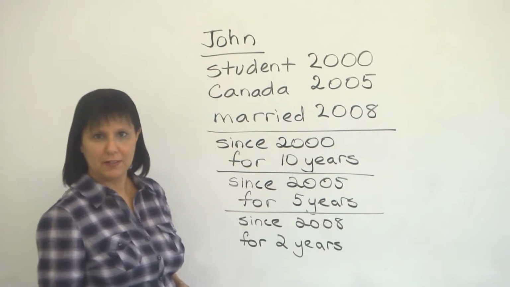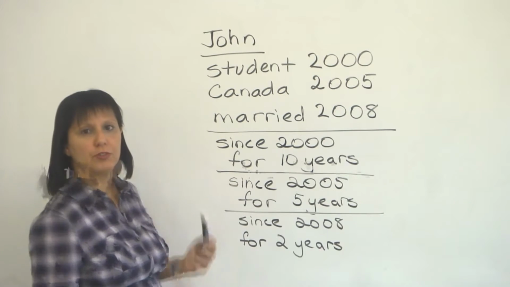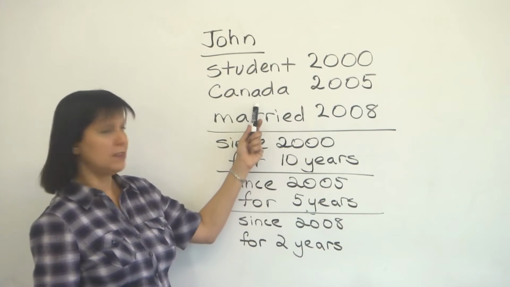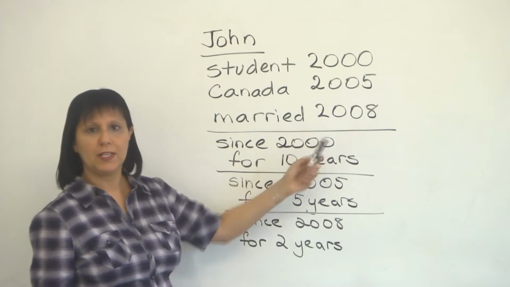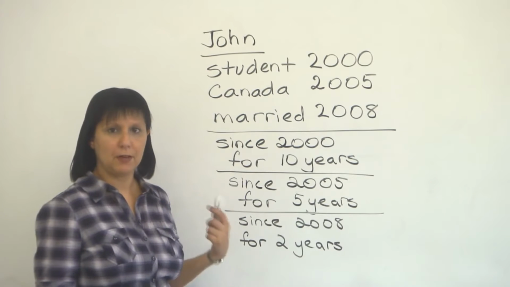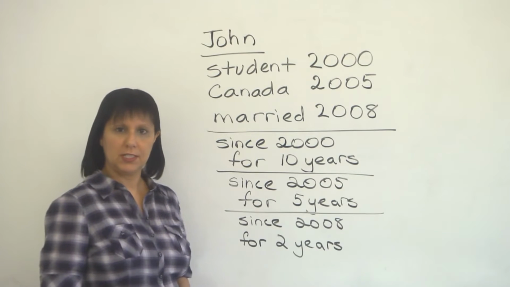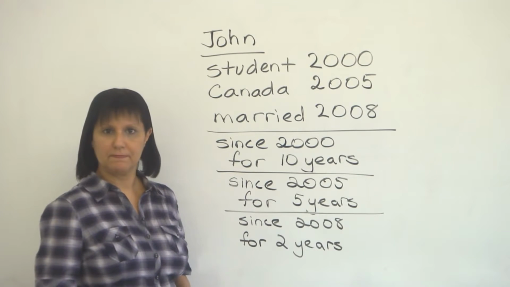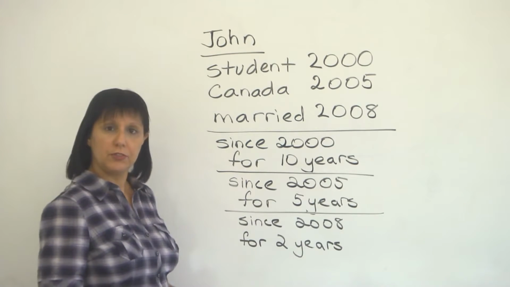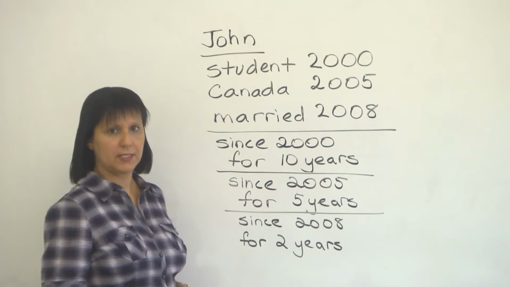Let's take our friend John here, and I've written some information about John when he started to do certain things in his life, all right? So this is when he became a student, this is when he came to Canada, and this is when he got married. So now let's try to make a number of different statements about John, all right? So we could say, John has been a student since 2000. Let's say that the year is 2010 now. We could also say, John has been a student for 10 years, correct?